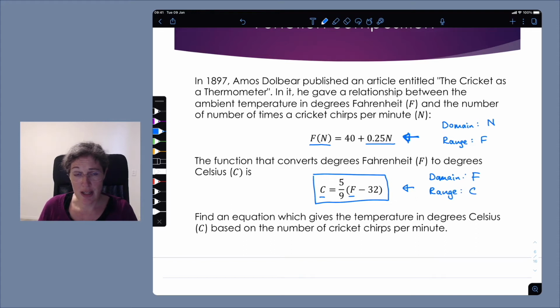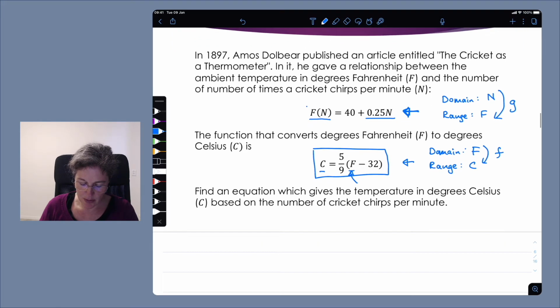So this seems like a really good candidate for function composition, because now if we compose our function, which way do we want to go? We want to say, okay, I'm going to take my number of cricket chirps and I'm going to get out some Fahrenheit, and then if I put that Fahrenheit into my Celsius Fahrenheit conversion, what I'll end up getting out is the Celsius given the number of cricket chirps that I input. So we're thinking of this function as our g and this function as our f. So let's see what happens if we do that.